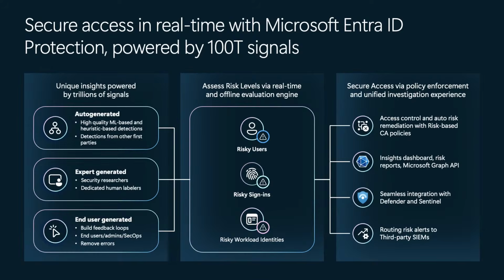On the left-hand side, we'll see these unique insights powered by trillions of signals. We've got the auto-generated ones, which are happening in real time in the sign-in in authentication context. These are going to be ML-based, heuristic-based detections, and these are detections from other first parties, like the defenders, Purview, etc. We also feed in expert-generated signals, like from our security researchers and dedicated human labelers.